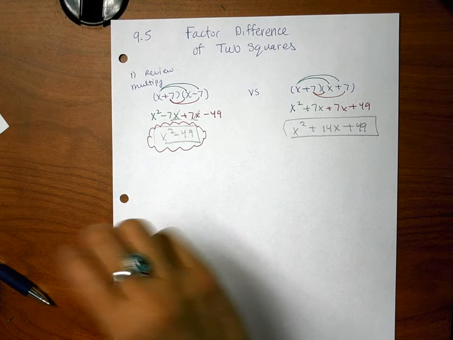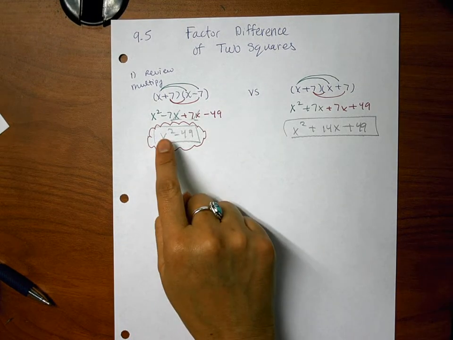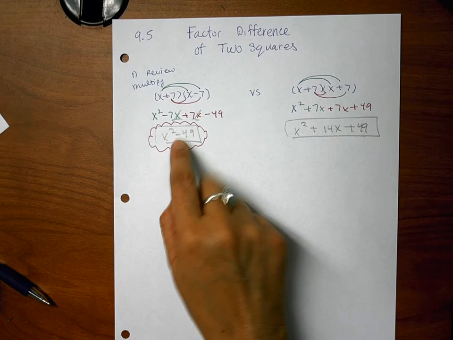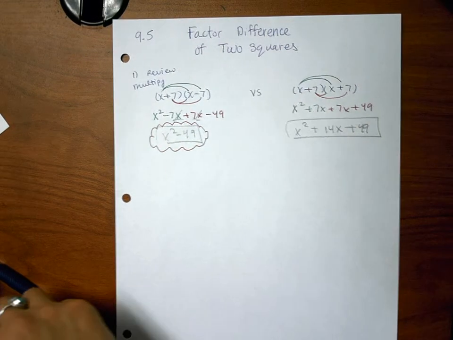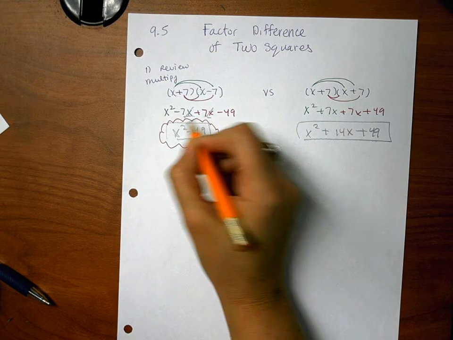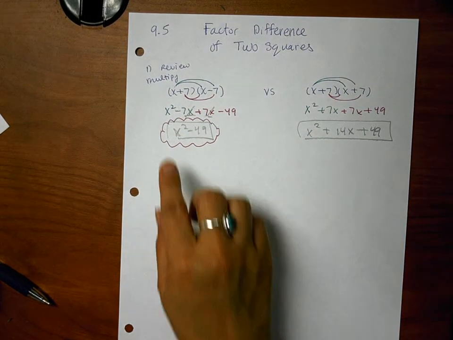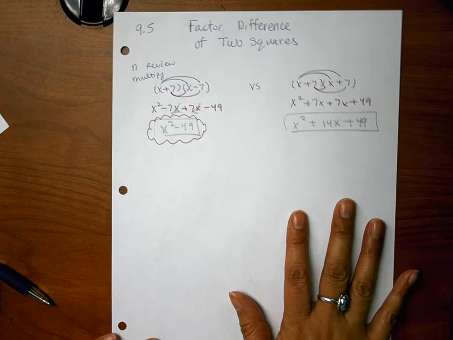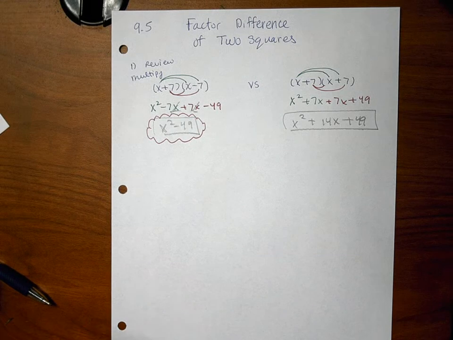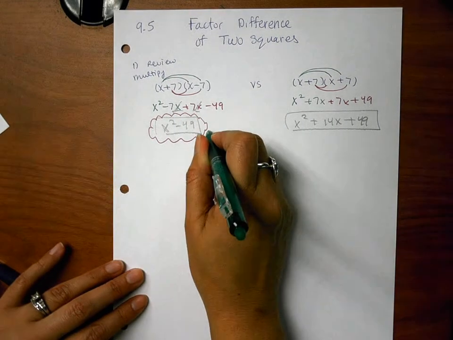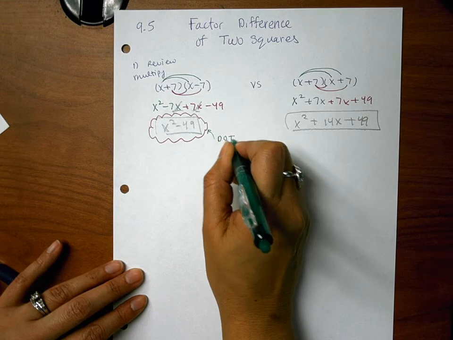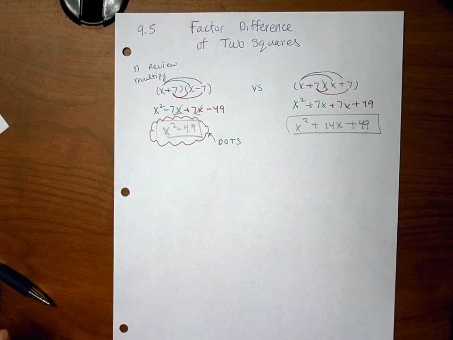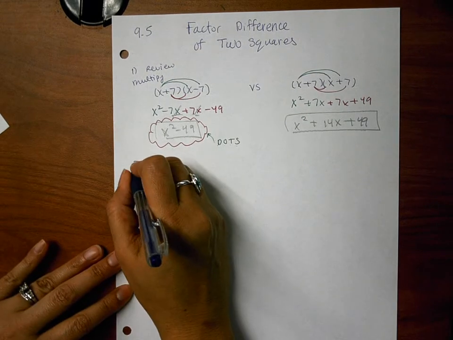When this happens, the middle terms will always cancel out. You'll always end up with two terms, and the two terms you end up with will always be a difference of two squares. That's where the title comes from. Difference meaning the subtraction sign. Two terms, perfect squares. There's two terms here, x squared and 49, and they are both perfect squares. Square root of x squared is x. Square root of 49 is 7. So that's what we're going to be focusing on, difference of two squares. I will occasionally call this DOTS for difference of two squares.